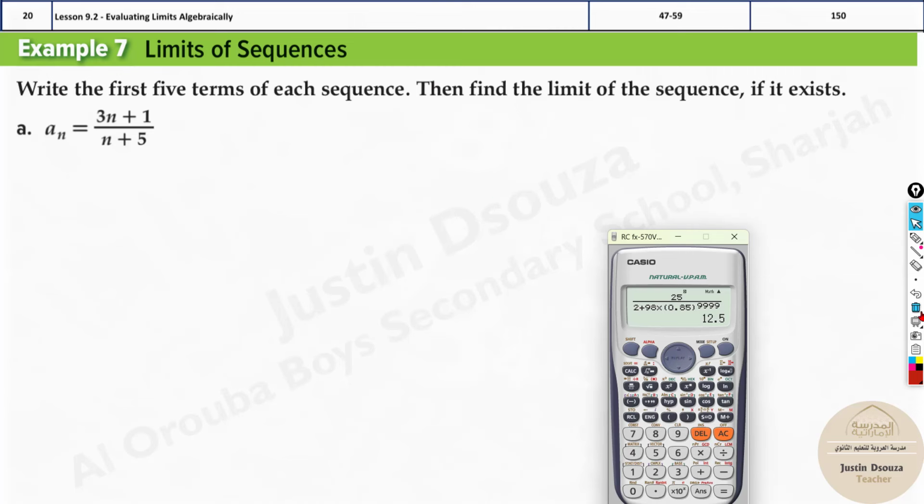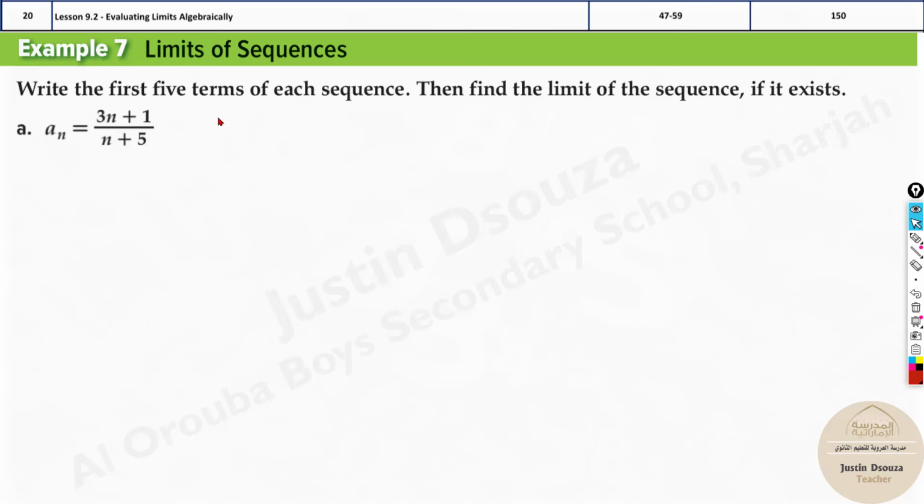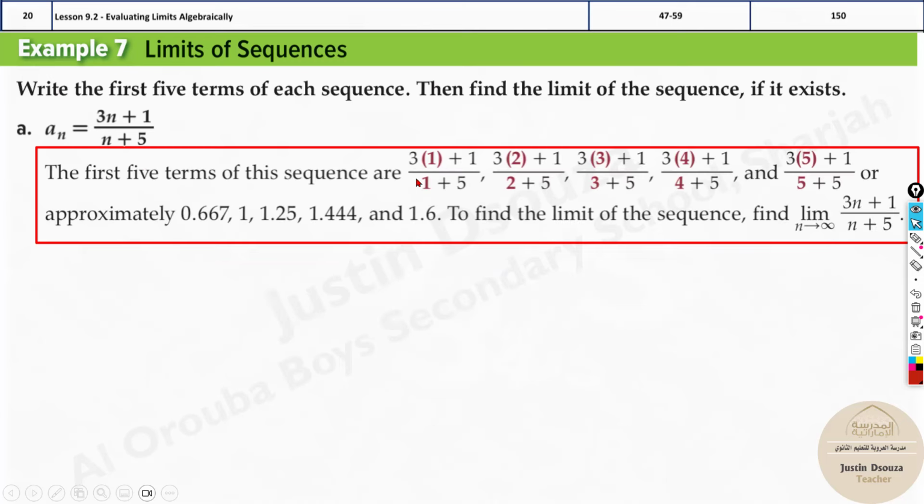And these are different types of sequences. Now these are also pretty straightforward problems, but over here the extra part is: write the first five terms of each sequence, then find the limit of the sequence if it exists. So what you need to do is first put n as 1 and solve. Wherever n is, put 1, solve it. Then 2, solve it. First 5, right? 1, 2, 3, 4, 5.